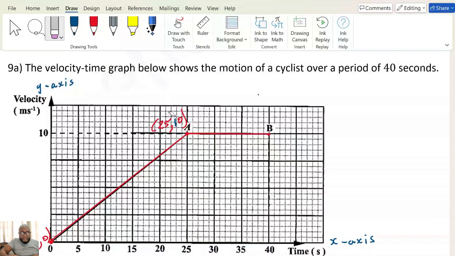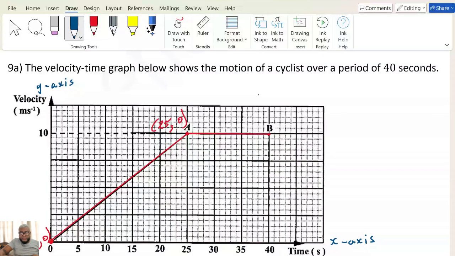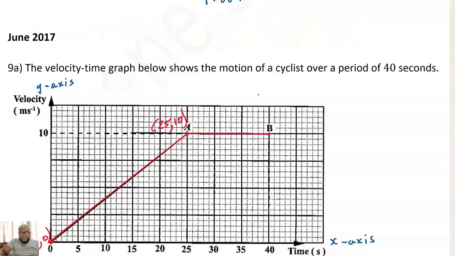What's the next coordinate for the period AB? 10 and 40. Who taught you to put the y-axis value first? No, sorry, sis. So what's the order? 40 and 10. Thank you, sister.